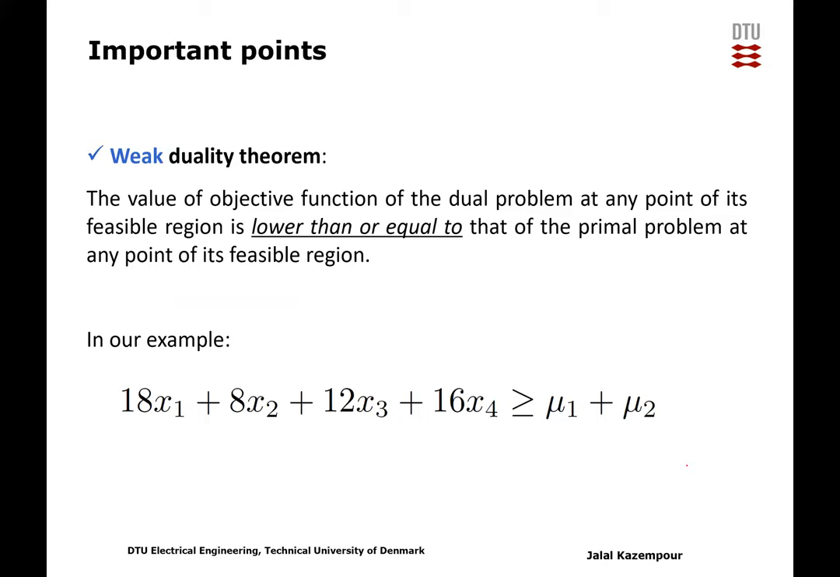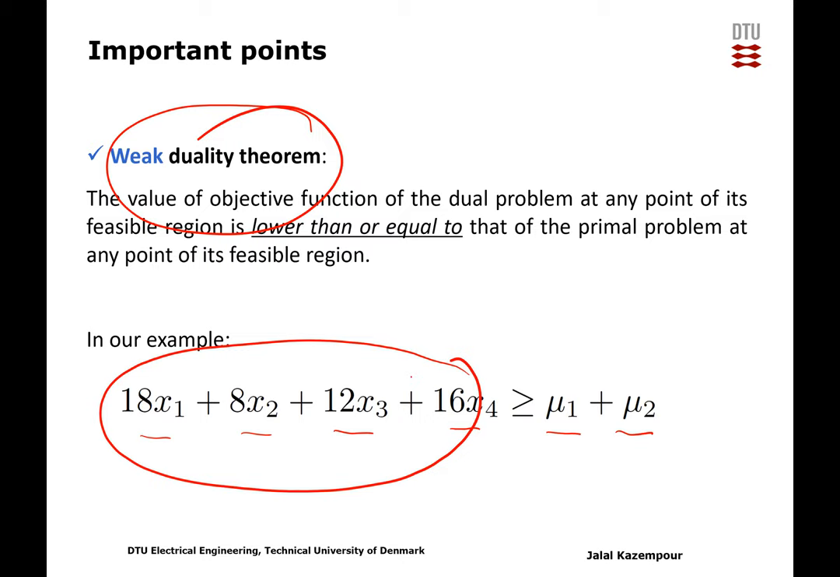We have something called the weak duality theorem. It says that at any feasible point of x1 to x4 and mu1 and mu2, the value of the primal objective function is greater than or equal to the value of the dual objective function. I'm talking about any feasible point. I'm not talking about the optimal point.